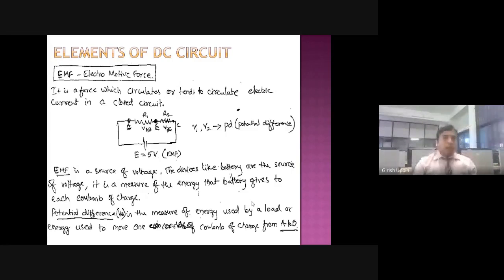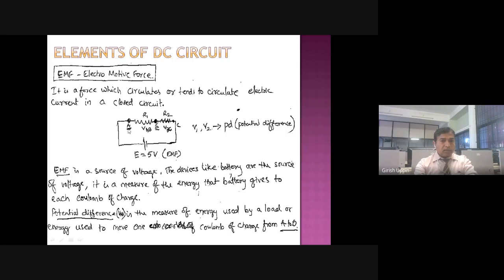Okay. Next, electromotive force, EMF. What is the EMF, electromotive force? Electromotive force is the force which will make the current flow in the circuit. It will make the electrons flow in a particular circuit. That is an EMF source. It is a force which circulates or tends to circulate electric current in a closed circuit.